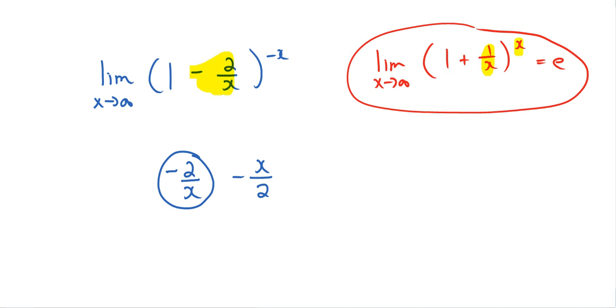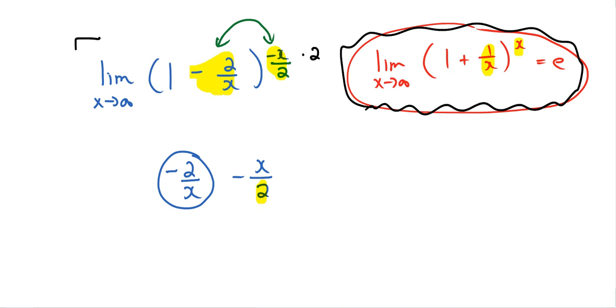Alright, so I have a 2 there, so what that means is I need to take this exponent and divide by a 2. Now if I divide by 2, that means I need to multiply the expression by 2. So if I multiply the expression by 2, I haven't changed the original question. Now, since the parts highlighted in yellow are now reciprocals of each other, I can use this identity right there.